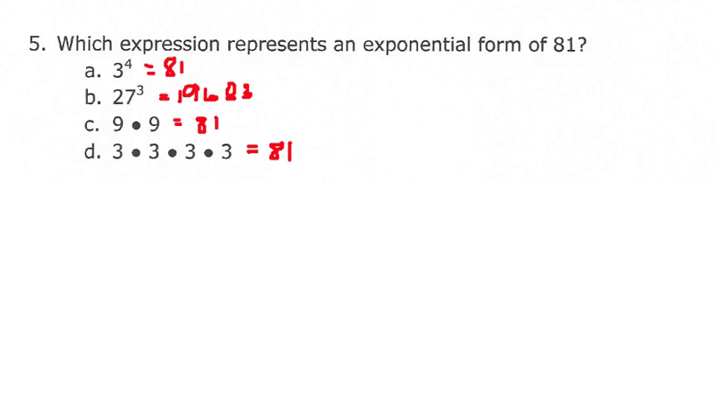And for question number 5, your answer is A. The key here is exponential form, which means using exponents. So C and D are out of the question, and 27 cubed is equal to 19,683. So here your answer is A.